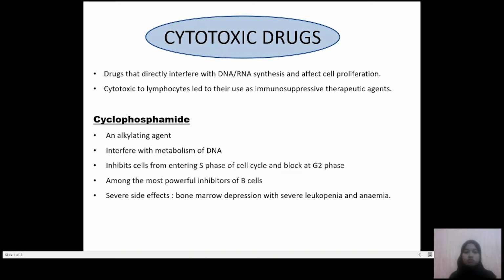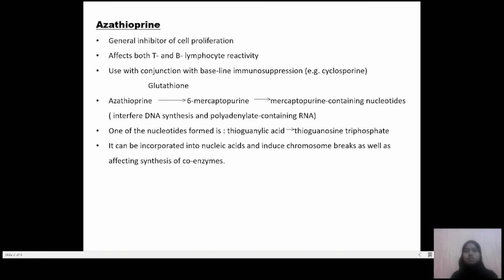It is one of the most powerful inhibitors of B cells, and it also can give side effects to the patient, such as bone marrow depression with severe leukopenia and anemia. Next is azathioprine. Azathioprine is a general inhibitor of cell proliferation. It also can be used to give effects to both T and B lymphocyte reactivity. Usually, azathioprine is used in conjunction with baseline immunosuppression such as cyclosporine.